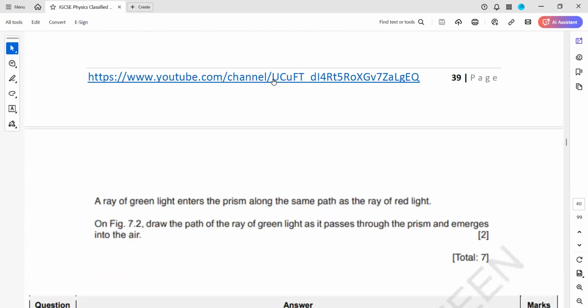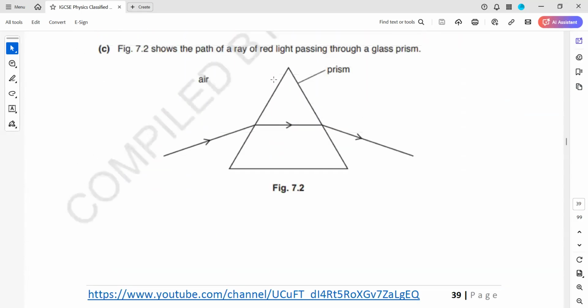On the figure, we have to draw the path of green light. This is the path for the red light. I want to draw it for green light. Should green bend more or less? This is red. The order is VIBGYOR, so should green bend more or less? More, because violet bends the most.